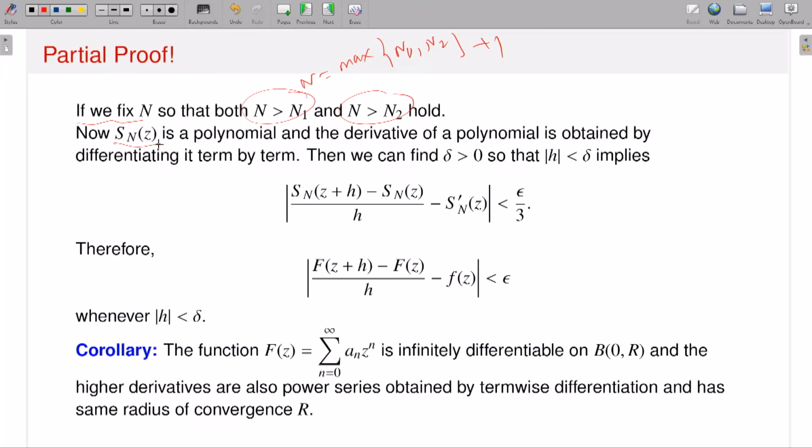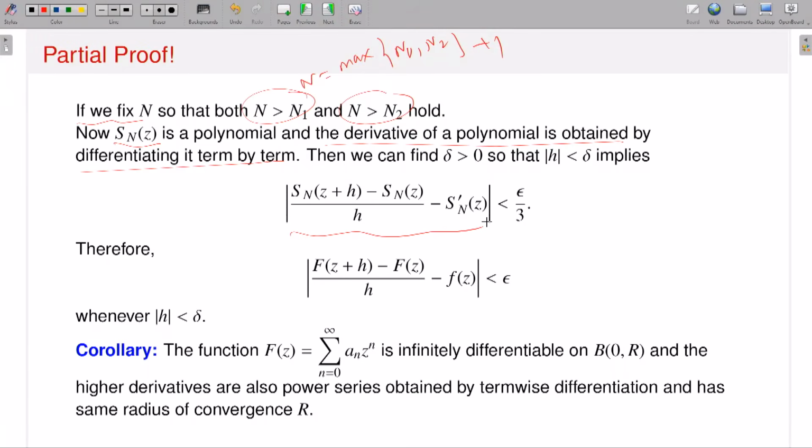So now if I consider the Sn of z, which is a polynomial, the derivative of a polynomial is obtained by taking term by term. So therefore, since capital Sn is a polynomial which is differentiable, this first expression I can make less than epsilon by 3 whenever mod h is less than delta. That means very small. Now if I combine these three things, then I can say that the whole left hand side estimate I can make less than epsilon whenever mod h is less than delta, and the conclusion is that capital F is differentiable and the derivative of capital F is exactly equal to small f.